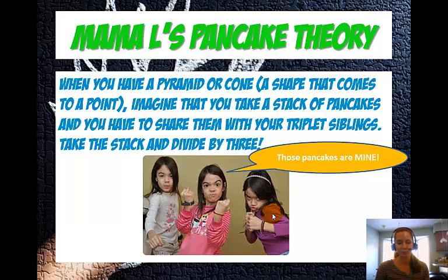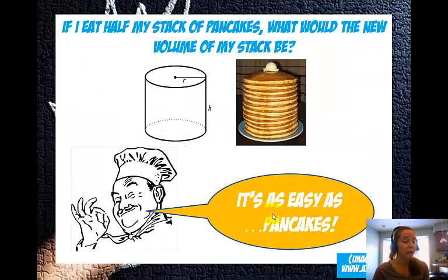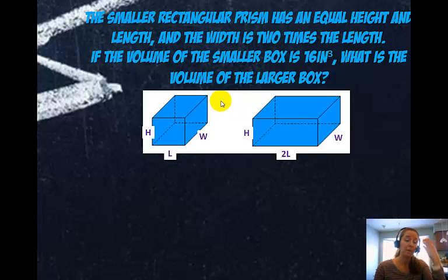Alright, so if I eat half my stack of pancakes, what would the new volume of my stack be? Okay, so you've got this original stack over here on the right, and if I were to cut that in half right here, well, suddenly I just changed a dimension, right? I just chopped my height in half, and that's changing the outcome of what my volume is going to be. So let's try some problems together.